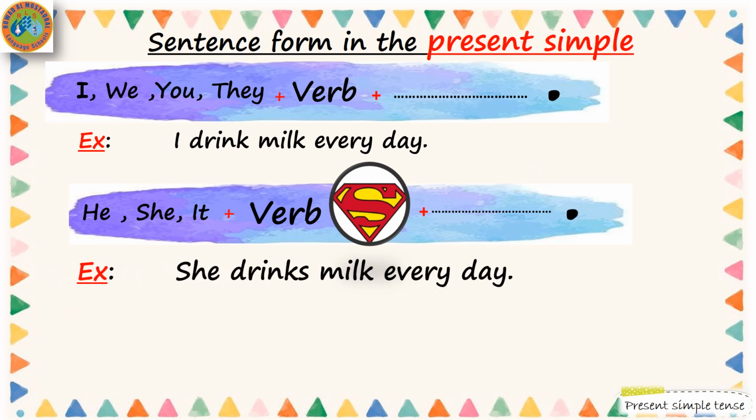For example, she drinks milk every day. Here, she is the singular noun, and we said that with the singular noun, we put s to the verb because the singular nouns are what? Weak. So they need Superman power. After drink, we put s here.